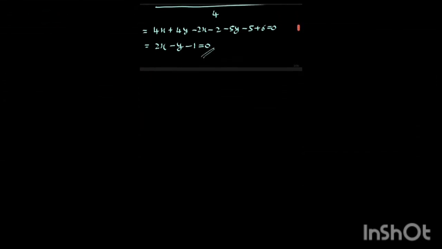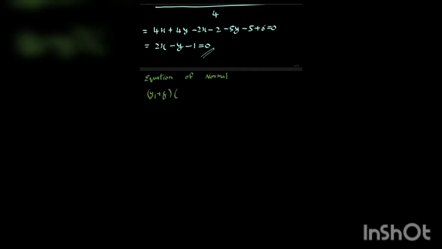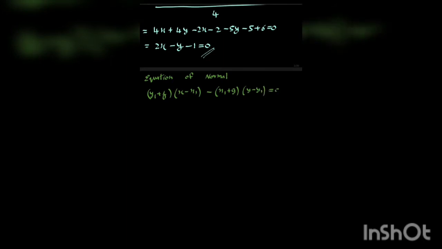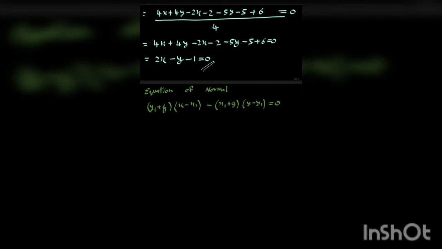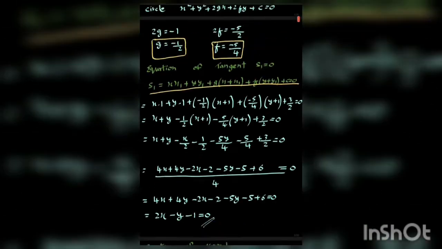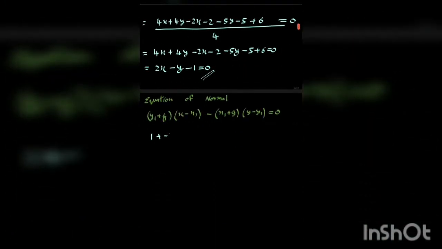Now we have to find the equation of normal. So the equation of normal is (y1 + f)(x - x1) - (x1 + g)(y - y1) = 0. So substitute the values. So y1, that is 1, plus what is f? Minus 5/4.